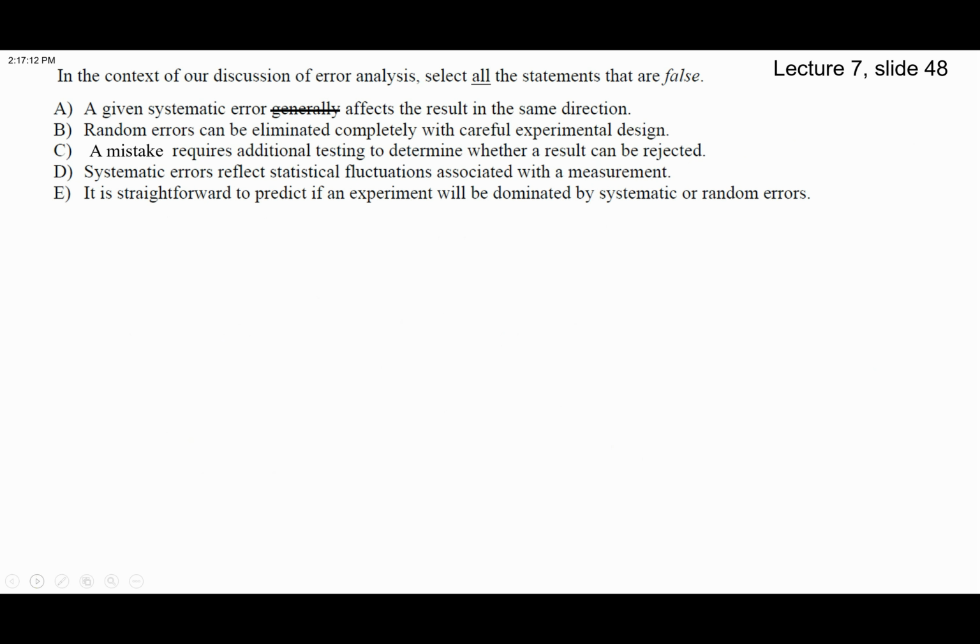Okay, in the context of our discussion of error analysis, select all the statements that are false. A given systematic error generally affects the result in the same direction, right? So we know that to be true. Systematic errors always go in one direction. So that's a big old true. Random errors can be eliminated completely with careful experimental design. Now you know you can't eliminate random errors. You can just reveal them, but you can't eliminate them. They'll always be there. So false.